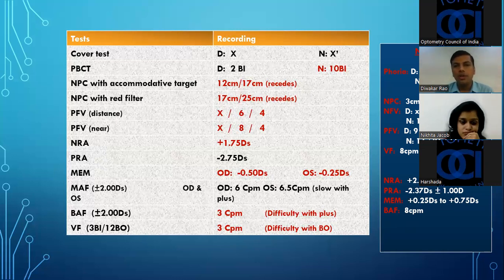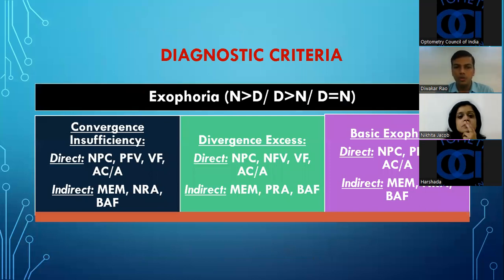So by looking at these findings, the diagnosis of this case was convergence insufficiency. So how did we come to convergence insufficiency? In this case, if you see, the distance phoria was low, the near phoria was high. In a case where the near exophoria is high, that comes under convergence insufficiency. Another way, you can also see the direct tests: NPC, PFV was low, vergence facility was low, and AC/A is supposed to be low. Here it was 4:1. The indirect tests like MEM, NRA, and binocular accommodative facility were also affected.